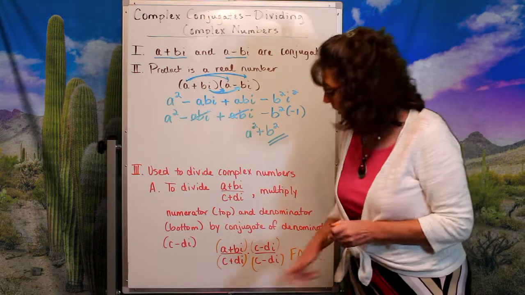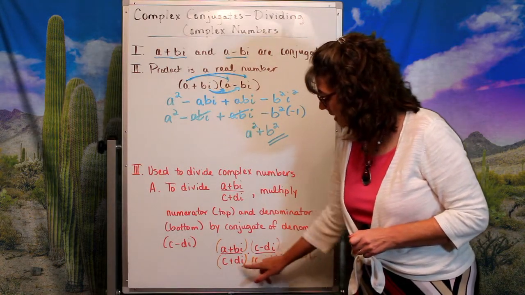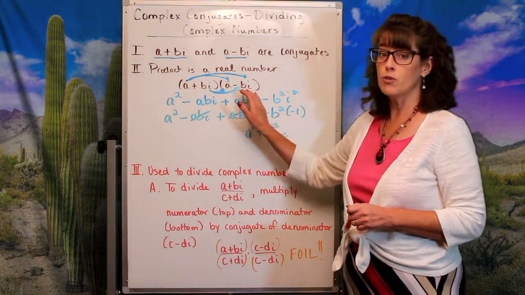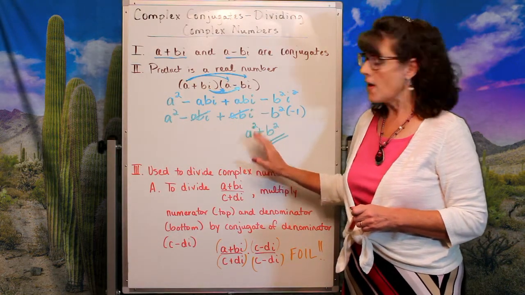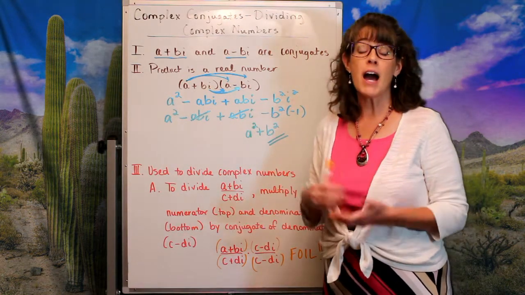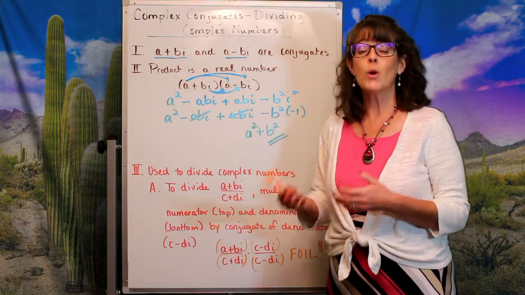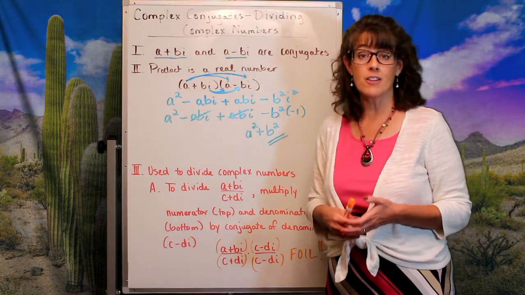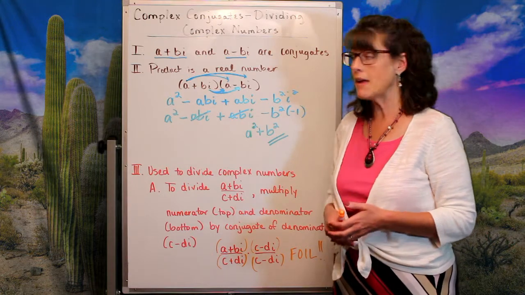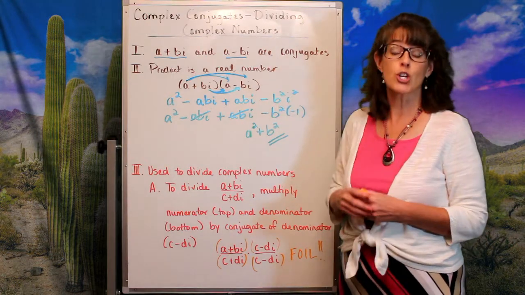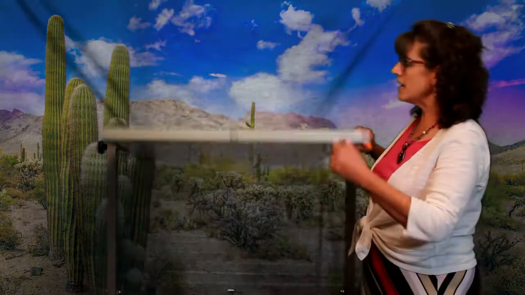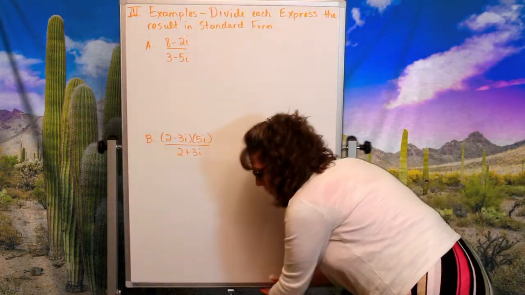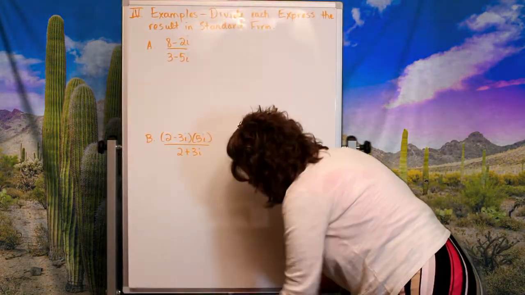And when we FOIL, notice right down here, as we saw in this proof, when you multiply conjugates, you get the i out of there. And so the process of dividing complex numbers will be the process of getting the i out of the denominator. And in order to make that happen, you have to use the conjugate of the denominator. So let's take a look at some examples and give ourselves some practice in this.